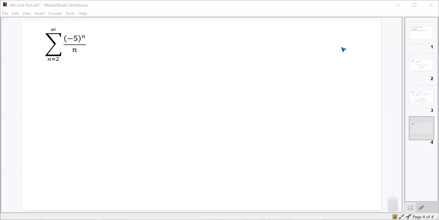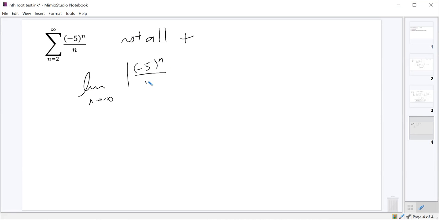Ready, go. All right, so first off, you looked at it and you said this does not have all positive terms, right? Not all positive. And so you said, let's look at the limit as n approaches infinity of the absolute value of negative 5 to the n over n to the 1 over n. And that gave you the limit of negative 5 to the n to the 1 over n, which is just negative 5. And our denominator becomes n to the 1 over n.